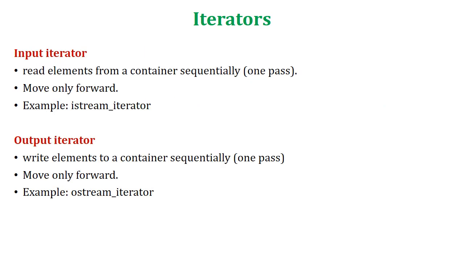First one is the input iterator. It reads the elements from a container sequentially, that is, one pass. Moves only forward. Example, istream iterator. And the next one is the output iterator. It writes elements to a container. This is also sequential, one pass. Moves only forward. Example, ostream iterator.